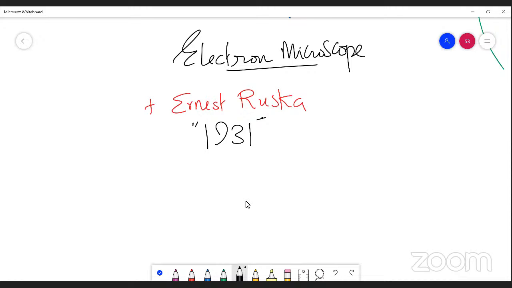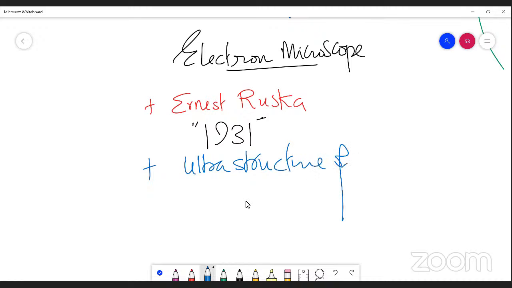I repeat once again, the electron microscope is an instrument that can be used to view the ultra structure of a plant cell or cell. Simply, it is an instrument used to see the fine structure or ultra structure of a cell and cell organelles.